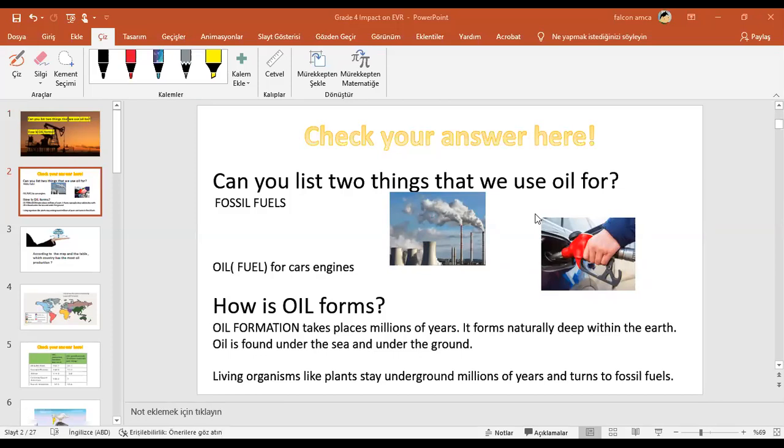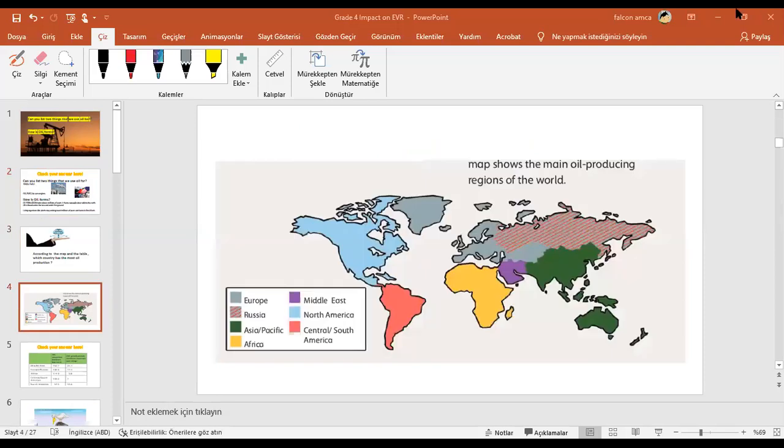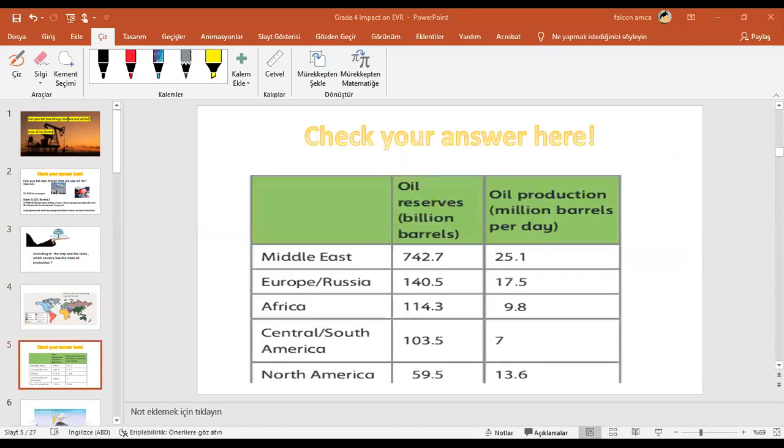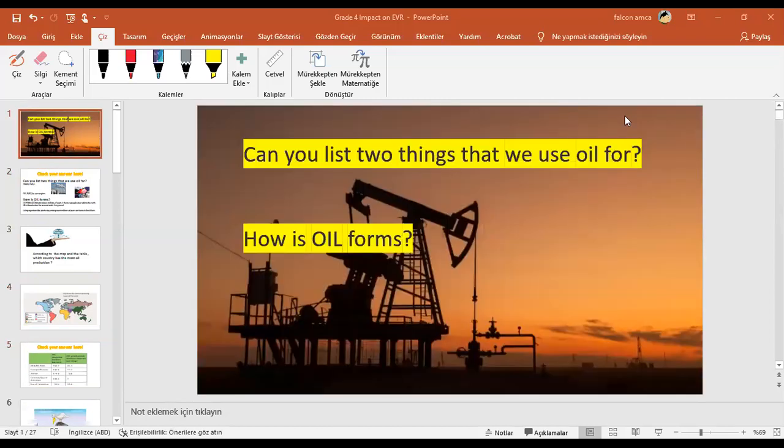Okay, good. Now Ramzan, can you say how oil forms? It's written on the screen. From living organisms like plants. As you know, they stay underground millions of years and turn to oil. How do they take this oil from underground? By drilling. Yes, by drilling. There are some factories or refineries, as you see in this picture. They use this system and drill, and they take this oil and use it.